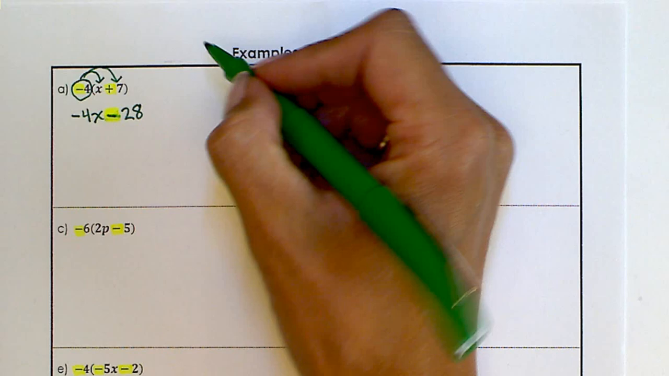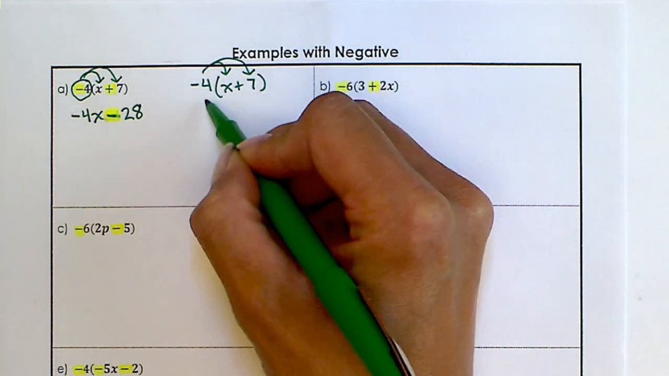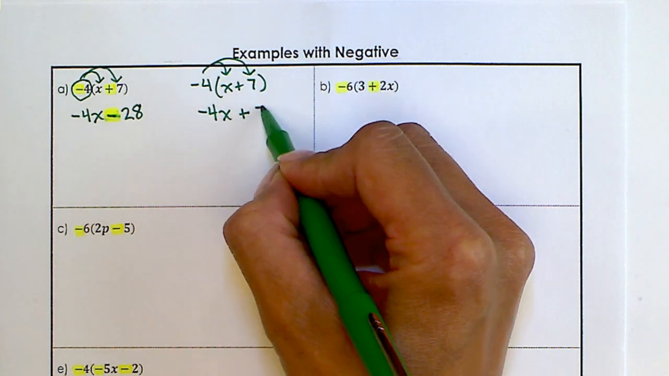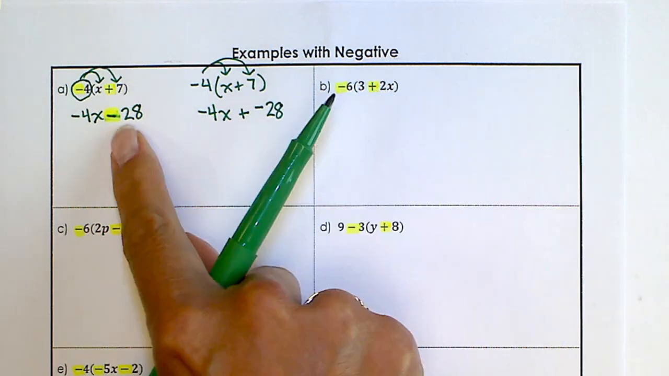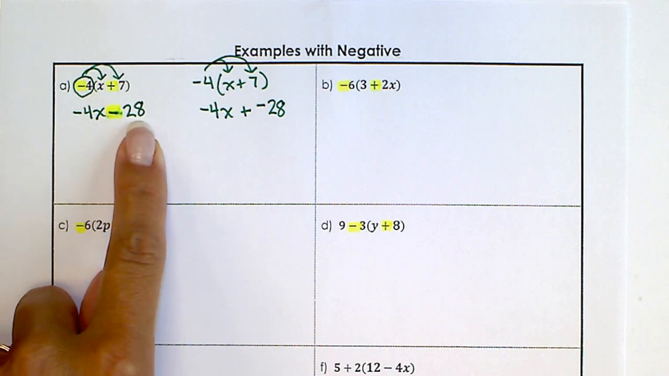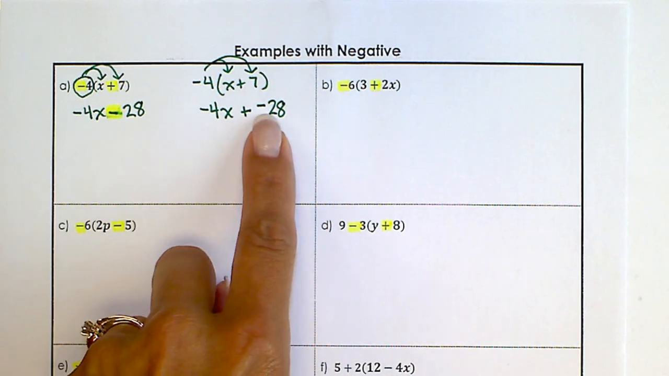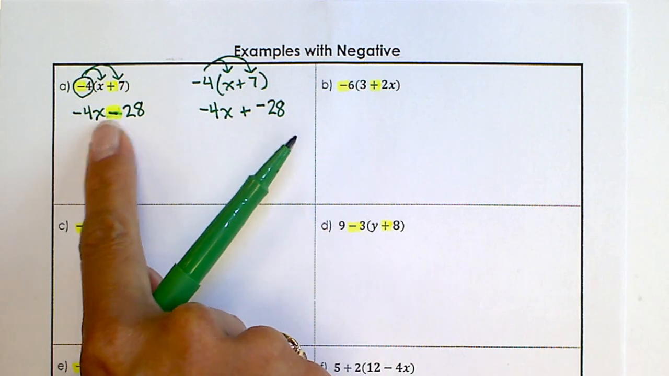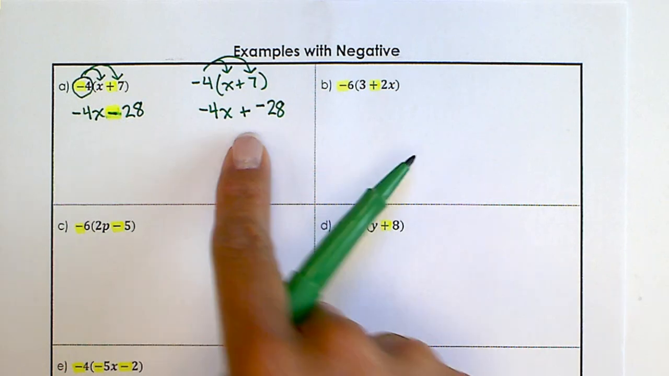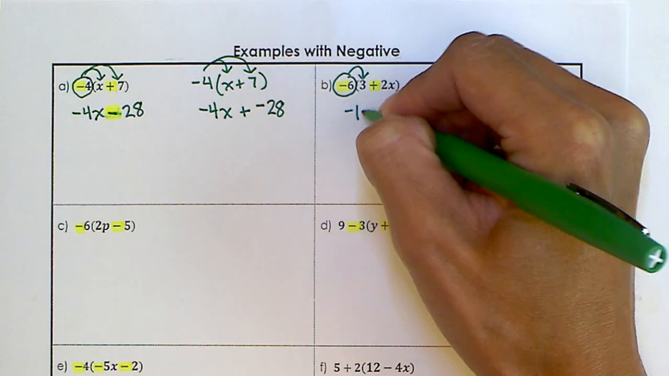Now, some of you may have done this: you distribute, and you have -4 times x is -4x, plus a -4 times 7 is a -28. Believe it or not, these two expressions are the same. -4x minus 28 is equivalent to adding a negative. So subtraction is the same as adding a negative. Now, I prefer just to do this right here, but I want you to make sure that you understand these two expressions are equivalent.